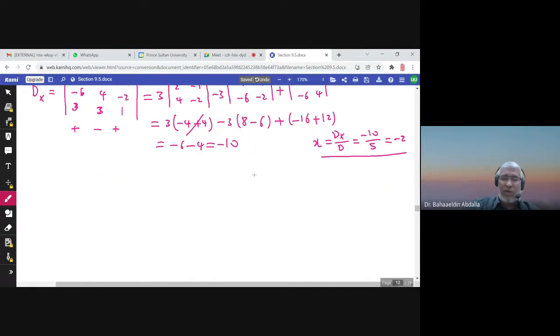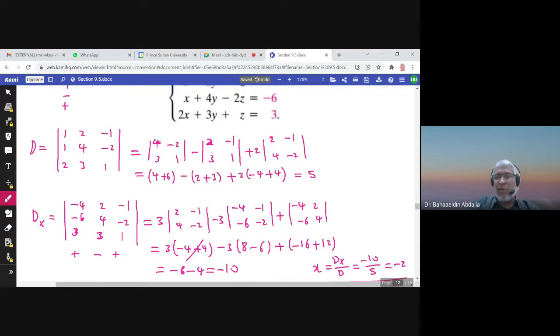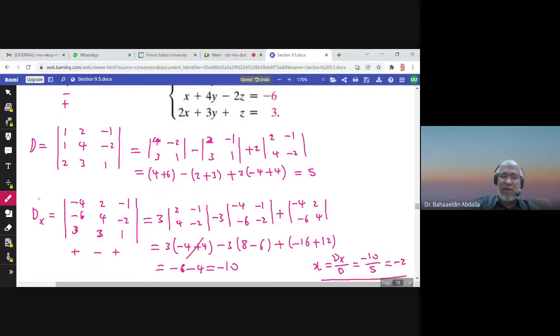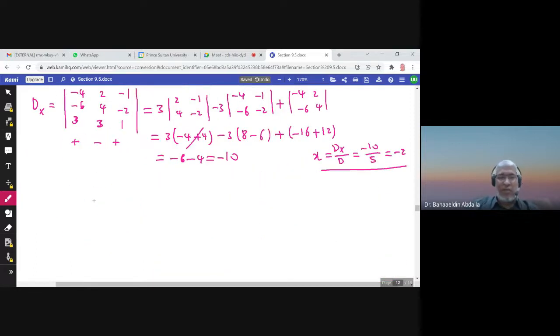So we found x. Sometimes in the questions, because this is a long exercise to solve, he will ask you in the exam, for example, find x only, or find y. So in this case, you find Dx only and Dx over D. In case of y, you find Dy and D, and then you find y.